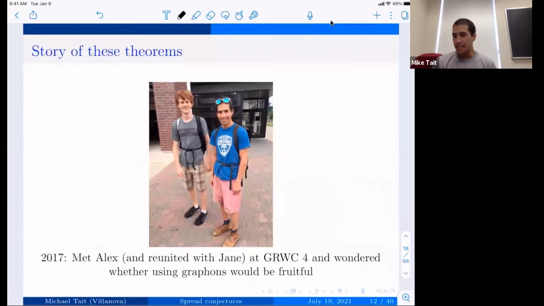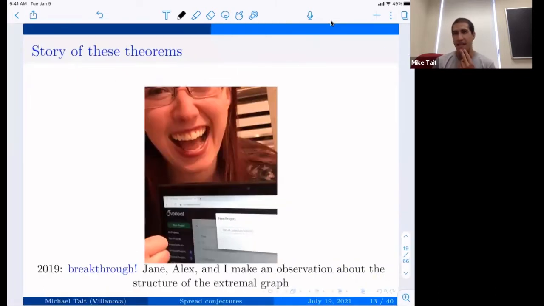In 2017, I was at the graduate research workshop in combinatorics with Alex and Jane. And at some point, I'm not sure if it was during that conference or during a later conference, we talked about whether using graph limits might be a good idea for this problem. I had that thought over the years that potentially this might be a good idea. And then something happened. So in 2019, we made a small observation that basically gave us a foothold onto this problem. I'll explain what this breakthrough was.